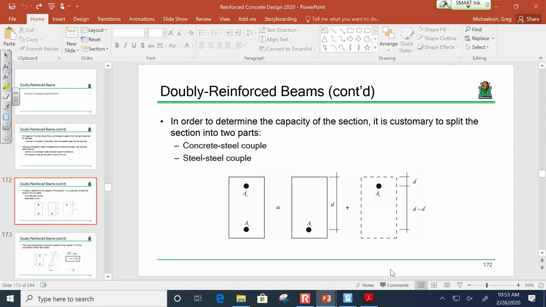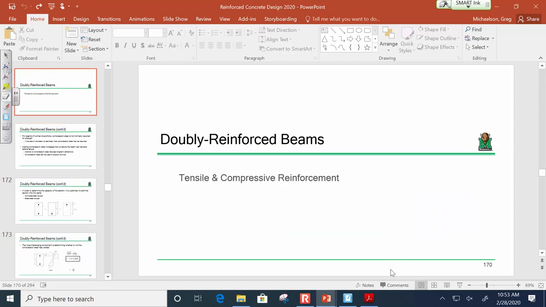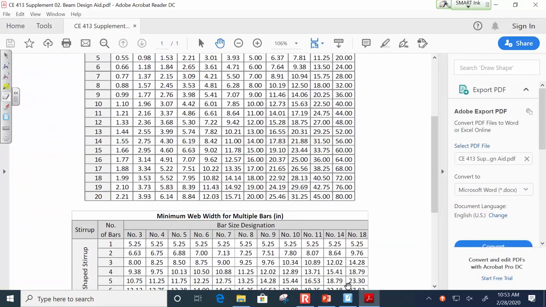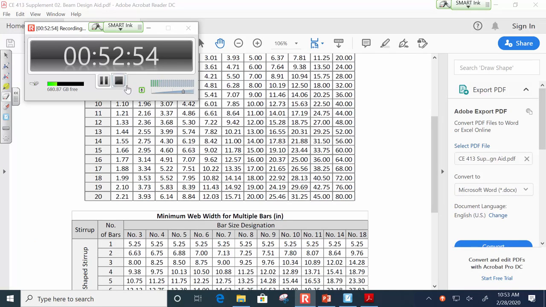Then we'll look at doubly reinforced sections, if you have steel on the top and the bottom. That's all I have for everybody for today. I will see you all either in a couple minutes or on Monday, so y'all have a great weekend.